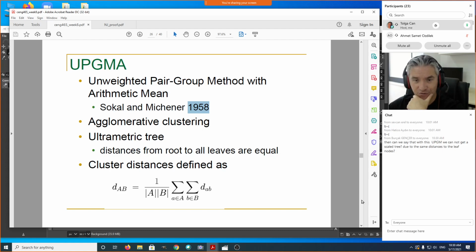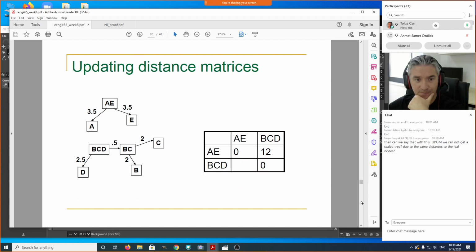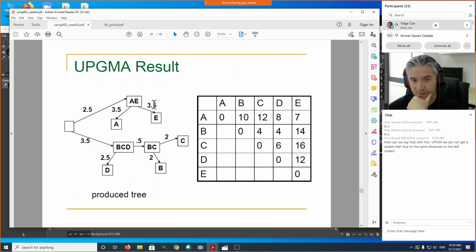It's a scaled tree. This tree we get here is scaled. As you can see, it has edge weights in it. We don't say it's not a scaled tree. We just say that it doesn't give us a tree with the exact distances here.